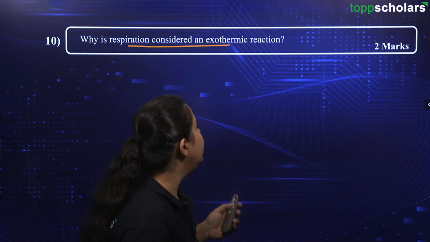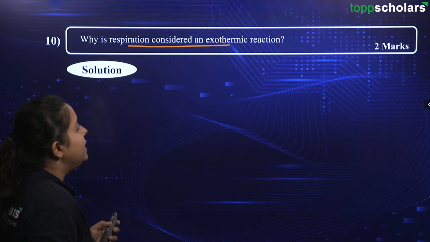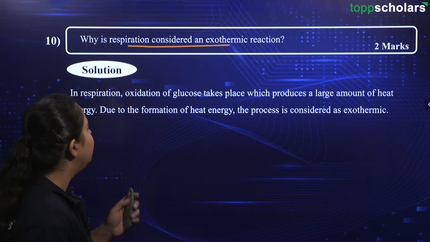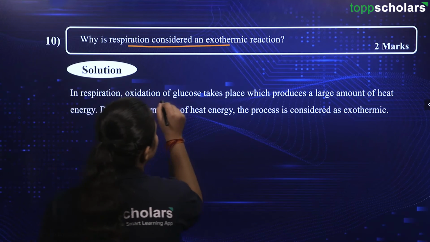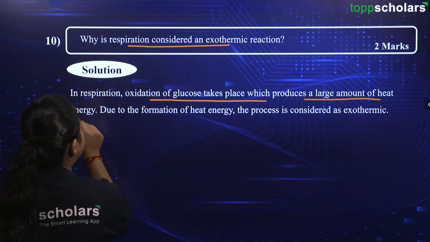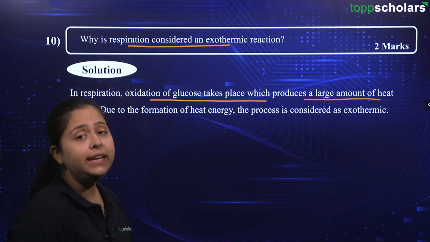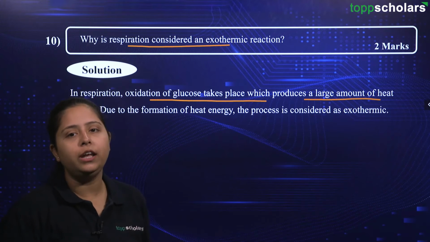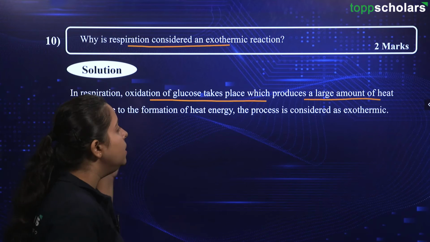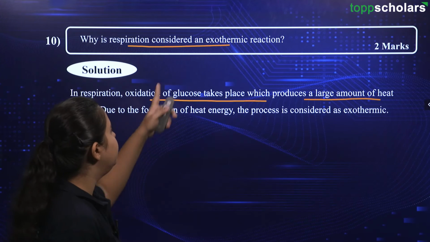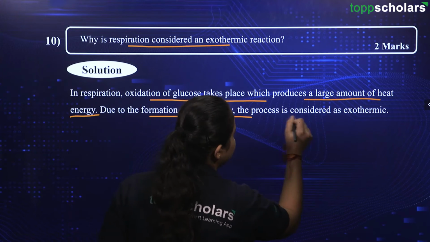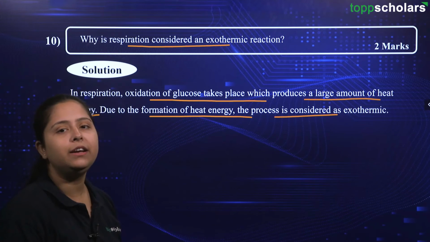Okay. Now we need to give the reason. Basically friends, energy is released in this respiration process. Okay. Let us see over here. In respiration, oxidation of glucose takes place, which produces a large amount of heat energy. Okay. So heat energy is produced, although in our body we will convert it into ATPs. But there is energy liberation, and if we say that heat is released, then it becomes an exothermic reaction. Due to the formation of heat energy, the process is considered an exothermic reaction.